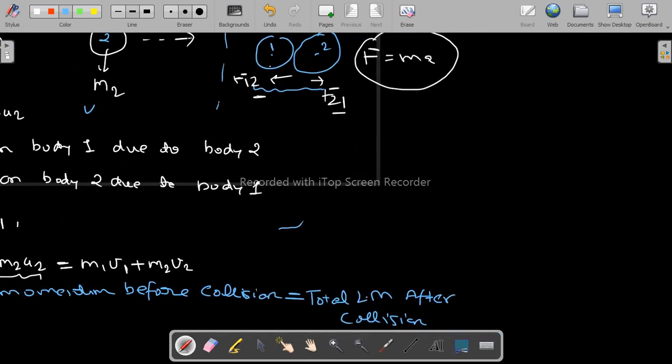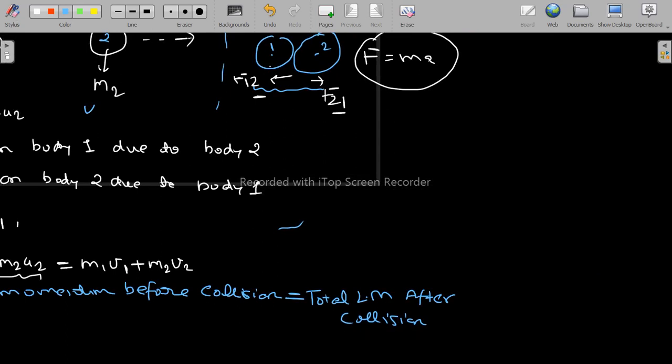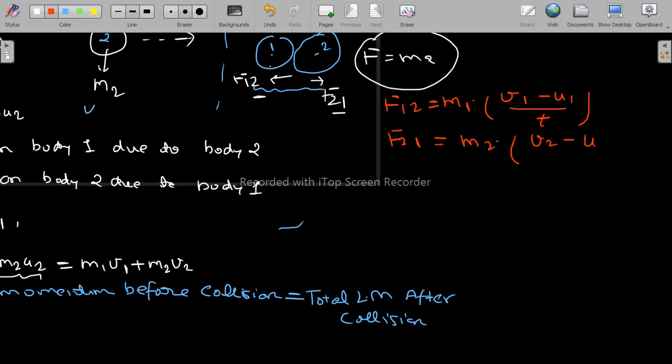Let me explain you a little bit more. Now see here, if we will find f12, f12 is actually m1 and the acceleration of the first object. So final velocity is v1 and initial velocity is u1, and this will be divided by t. In the similar way, f21 will be m2, that is the mass of the second object, and final velocity of the second object minus initial velocity of the second object, divided by t.